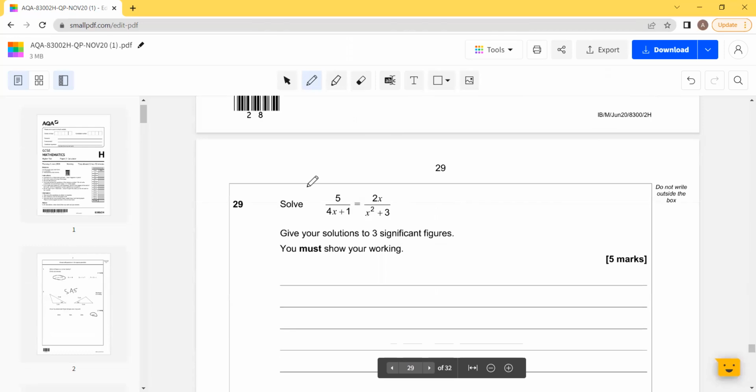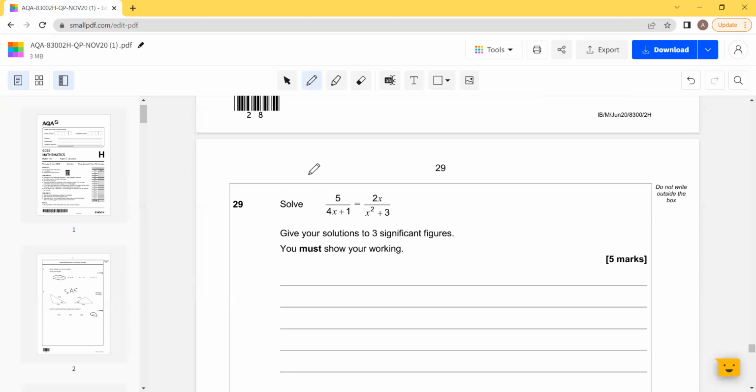Okay, question 29. Solve 5 over 4x plus 1 equals 2x over x squared plus 3. Give your solutions to 3 significant figures. You must show all your working. Now, although this is a question which you could do simply on a calculator, what we're gonna do instead is use the quadratic formula and show our working.